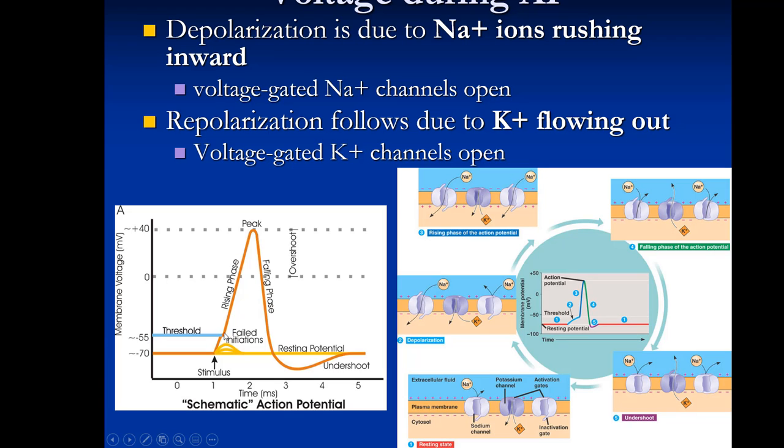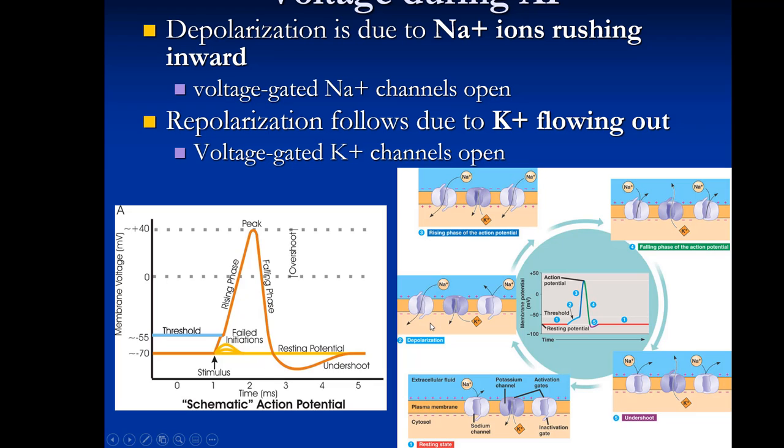So once you get to that critical threshold, the quick depolarization, notice that the voltage is going from negative 70 to negative 55 to past 0, even into the positive numbers. That means there's more positive charge on the inside. So this rapid depolarization is caused by an influx of sodium ions. So the sodium ions rush into the axon, or into the neuron. And then after a very brief period of time, you're going to get repolarization, and that's due to potassium ions moving out of the cell.